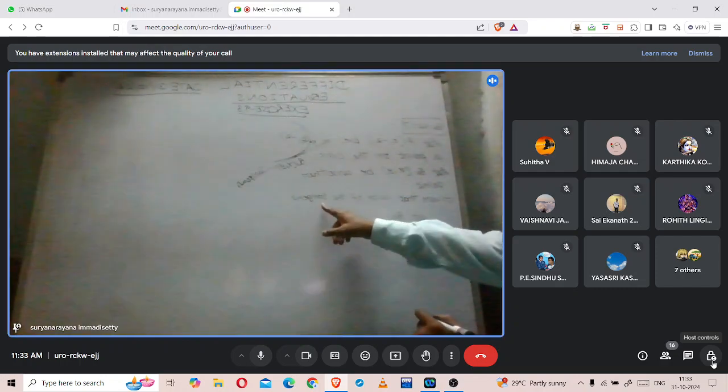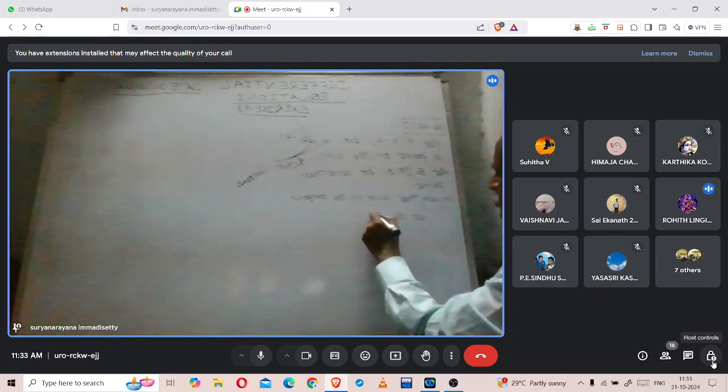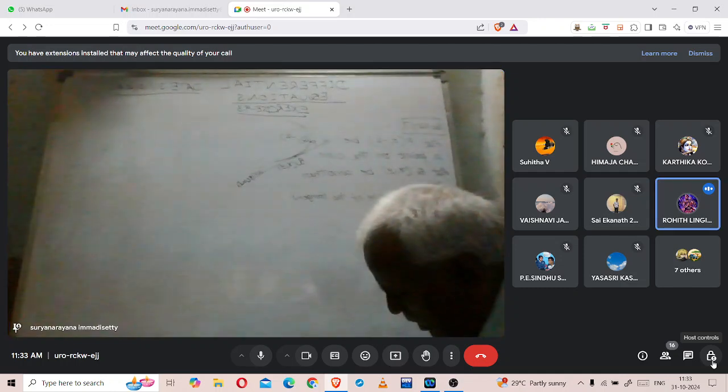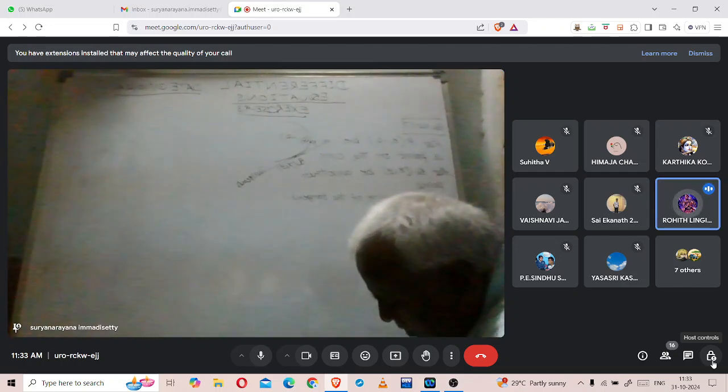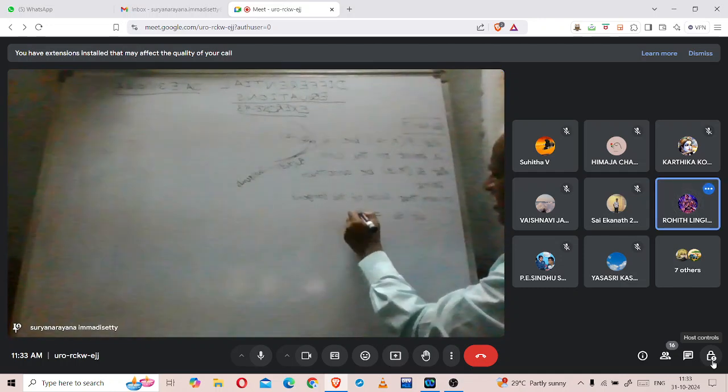So slope of the tangent at the point Q is equal to, what is that? The product of the slope of the, this is nothing but dy by dx.